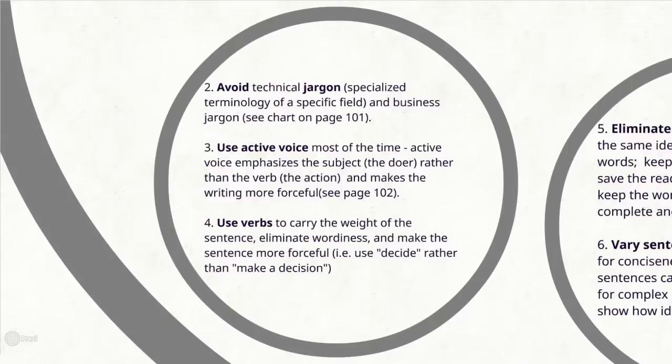Again, our third rule applies to active versus passive voice. Typically, you want to use active voice in professional writing. Emphasize the doer. Emphasize the subject, the person doing the action. Again, this makes your writing clearer and more forceful. However, you can see on page 102 of the course text, there are some exceptions to this rule. Sometimes you want to use passive voice to avoid placing blame. So you can sort of talk about some incident that has occurred without blaming someone or really emphasizing who was at fault during the particular issue.